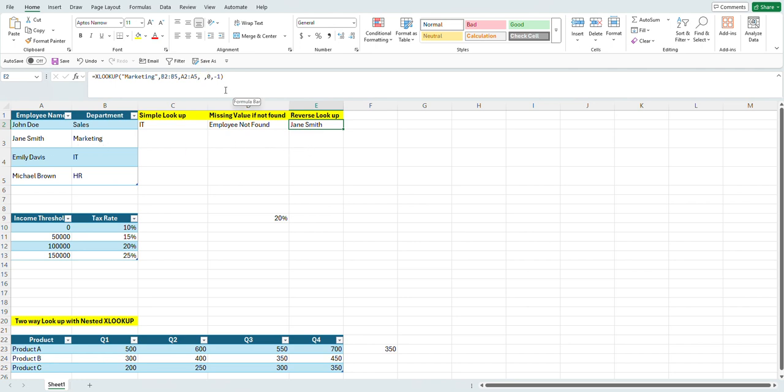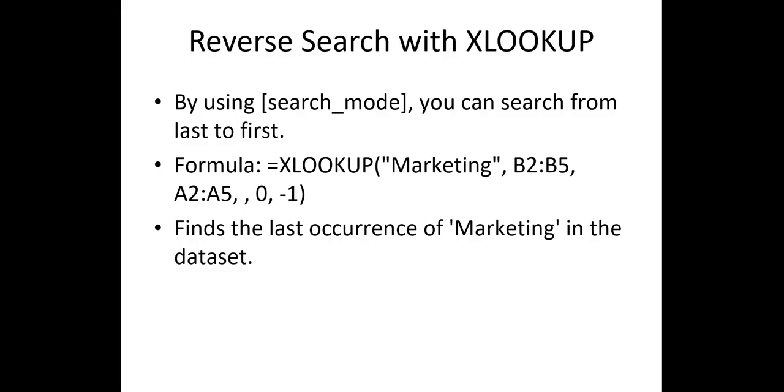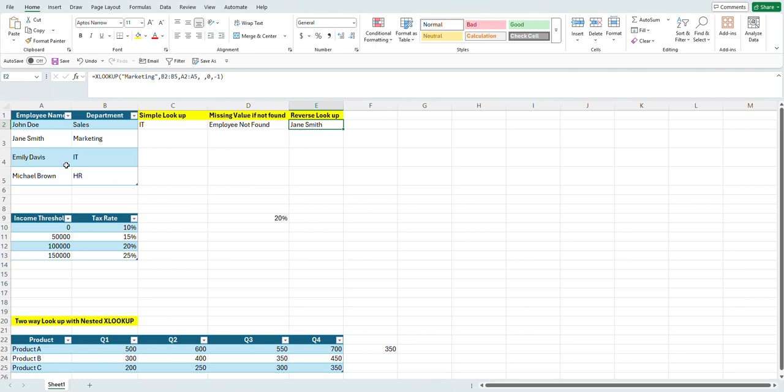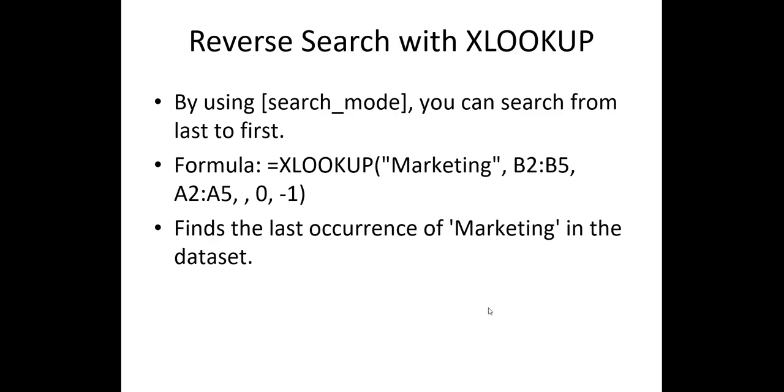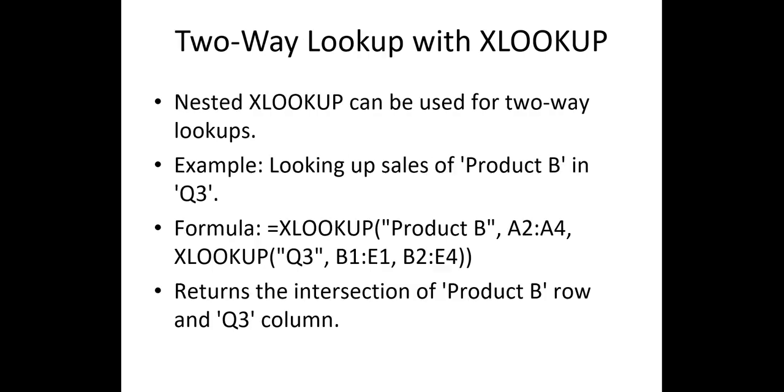If I switch back to the PowerPoint here, you can see you're using the search mode from last to first. So it's going from the bottom up, looking for that particular example right here. In this case, Jane Smith is in marketing. So that's what this particular scenario is.